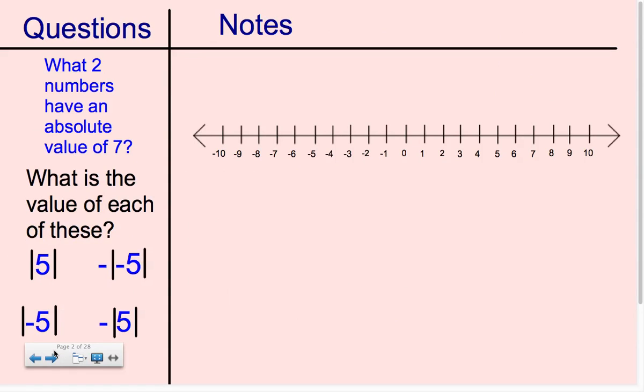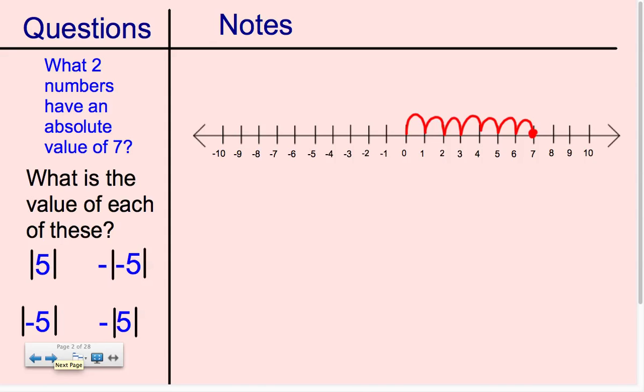Alright, so the first thing we're going to talk about is what two numbers have an absolute value of 7. So we have to think about the distance from 0 on a number line. What numbers are going to have a distance of 7? Which numbers are 7 away from 0? If I start from 0, 1, 2, 3, 4, 5, 6, 7. So 7 has an absolute value of 7.